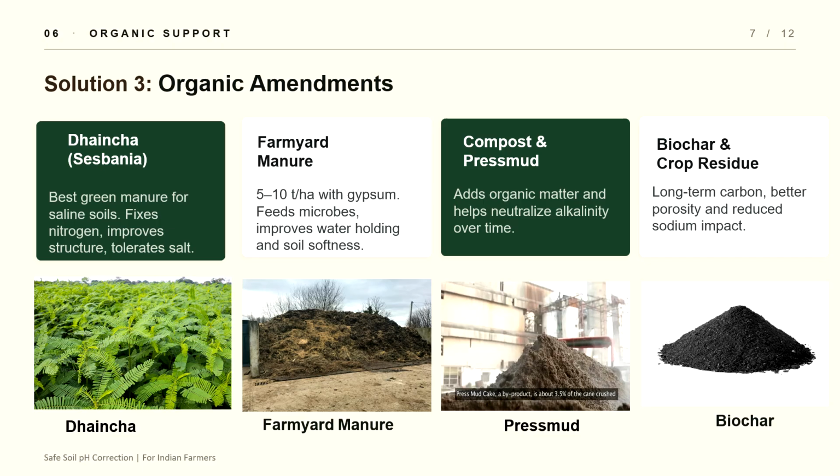Then the third one, compost and pressmud. It adds organic matter and helps neutralize alkalinity over time. This is a figure of the pressmud. Then the last one, biochar and crop residue: long-term carbon, better porosity, and reduced sodium impact. This is a figure of the biochar.